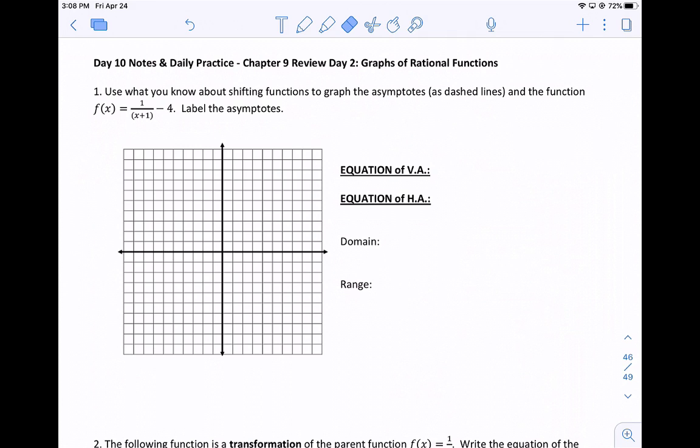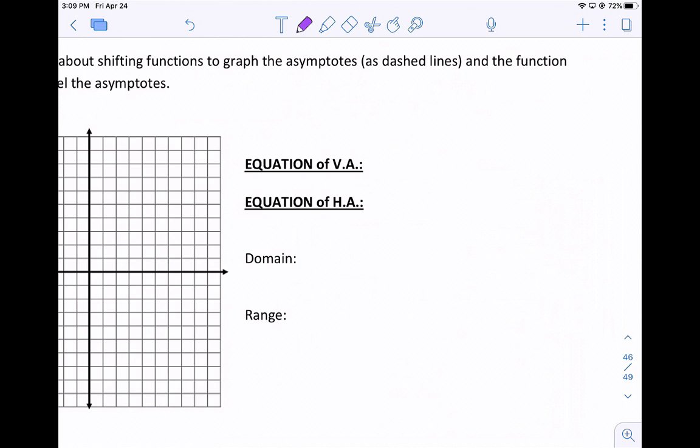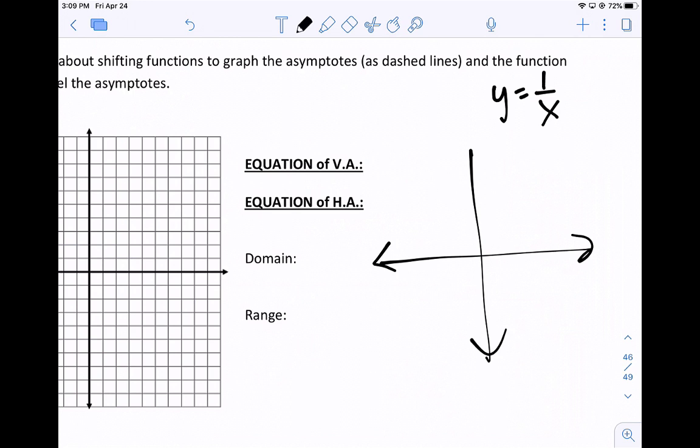The first one I want to go over is number 1. Use what you know about shifting functions to graph the asymptotes as dashed lines, and the function f of x equals 1 over x plus 1 minus 4. Label the asymptotes. All of this depends on the mother function for this chapter, the parent function, y equals 1 over x. So let's graph that just so you can see what that looks like.